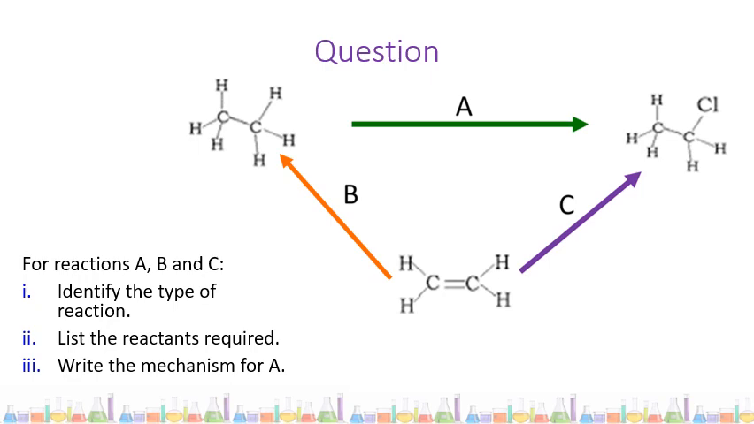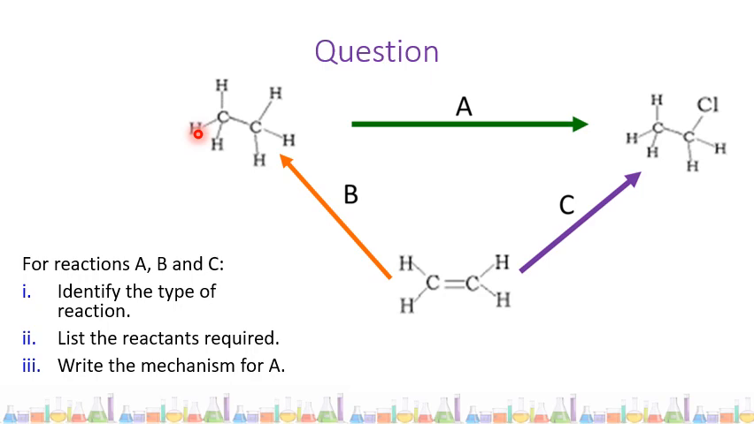Here's a question. I'd recommend pausing here and seeing if you can answer the questions yourself. So for reaction A, identify the type of reaction. So we are going from an alkane to a chloroalkane. This type of reaction is a substitution reaction. That's our free radical mechanism. The reactants required for that, in part 2 of the question, would be the ethane that we have here, chlorine, Cl2, and it's important to mention here that you would need UV light in order to activate this reaction.